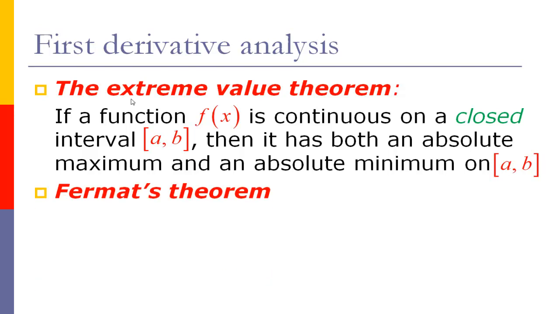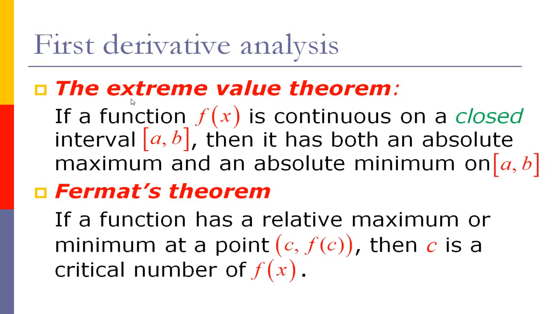Another important theorem is something called Fermat's theorem. Fermat, of course, is a famous French mathematician, and his name is attached to this theorem. And this tells us actually how to find the maximum or minimum. It says if a function has a relative maximum or minimum, notice we're talking about relative here, not absolute, at a point c, then c is a critical number for f of x. What does that mean? It means that the derivative at that point has to be either 0 or undefined.